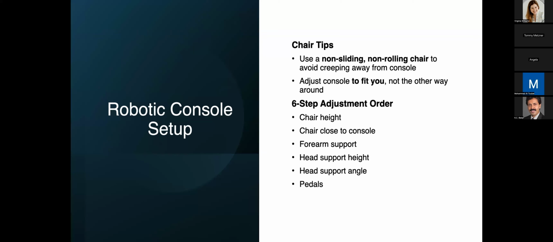So as we said, for your chair, you want a non-sliding, non-rolling chair to avoid creeping away from the console. You do want to adjust the console to fit you and not the other way around. The six-step adjustment order is chair height, chair close to console, forearm support, head support height, head support angle, as well as pedals.